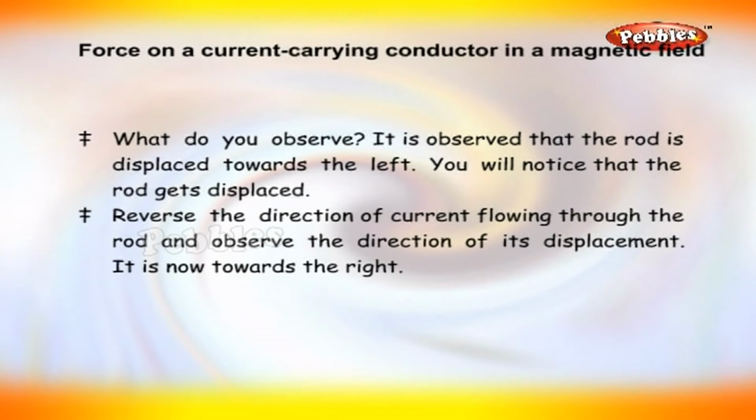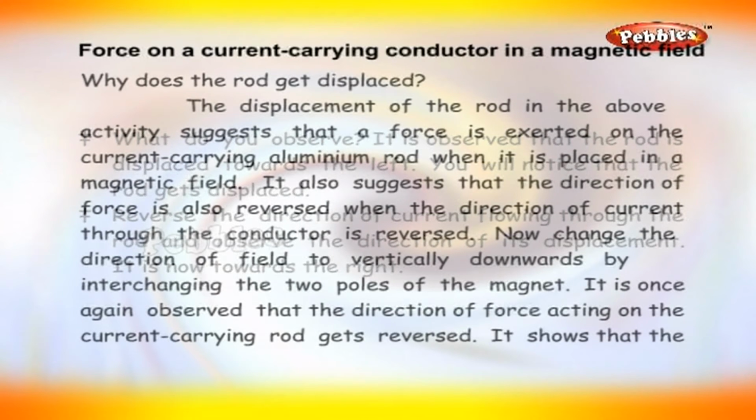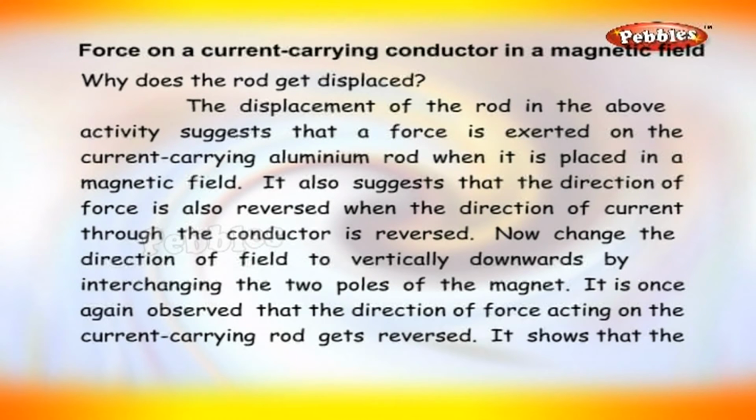Now pass a current through the aluminium rod from end B to end A. What do you observe? It is observed that the rod is displaced towards the left. You will notice that the rod gets displaced. Reverse the direction of current flowing through the rod and observe the direction of its displacement. It is now towards the right. Why does the rod get displaced?